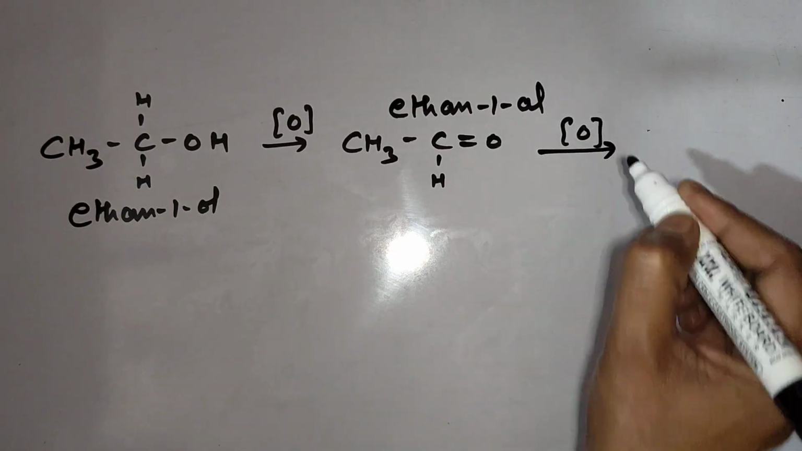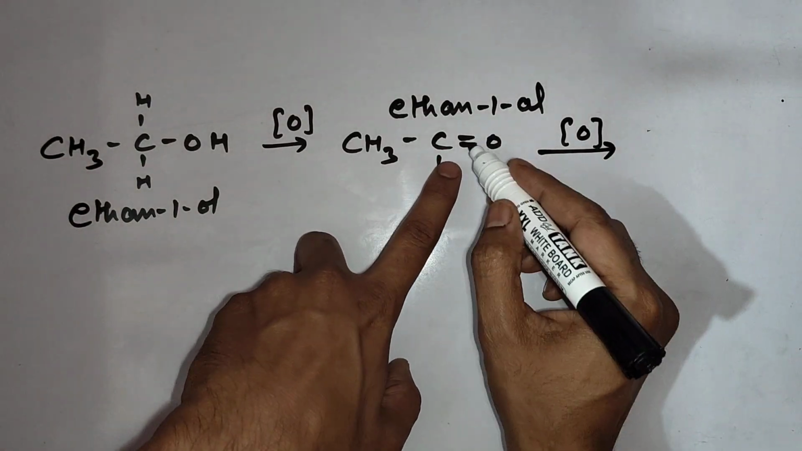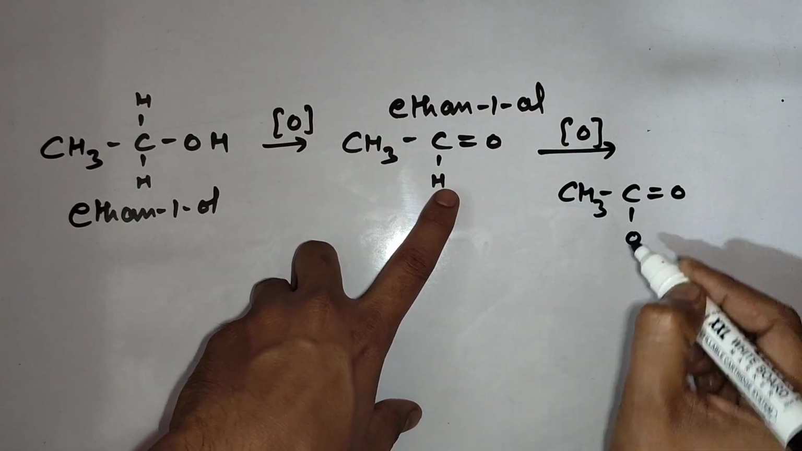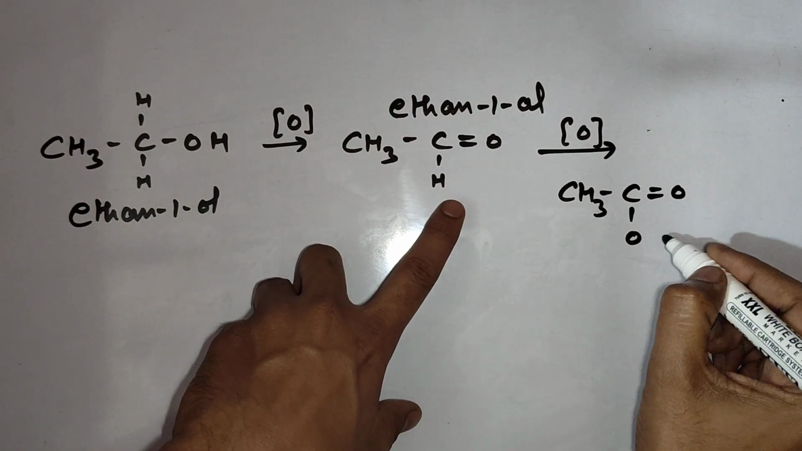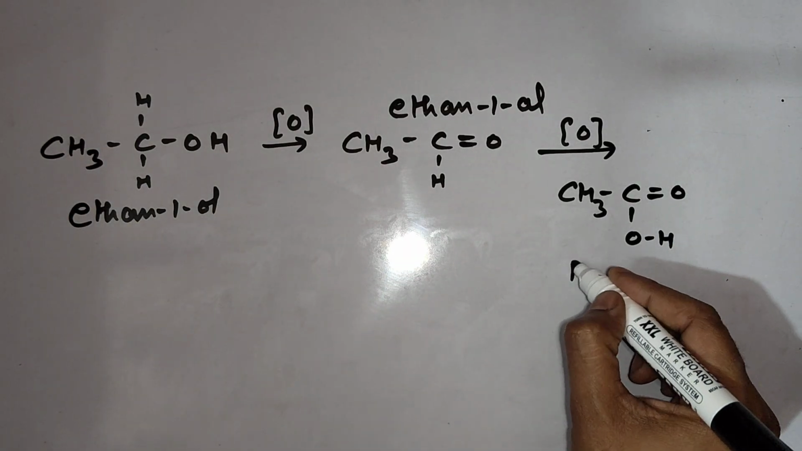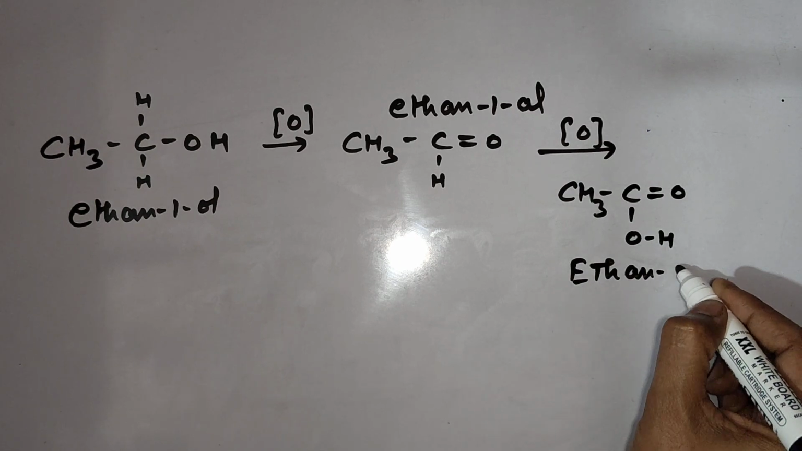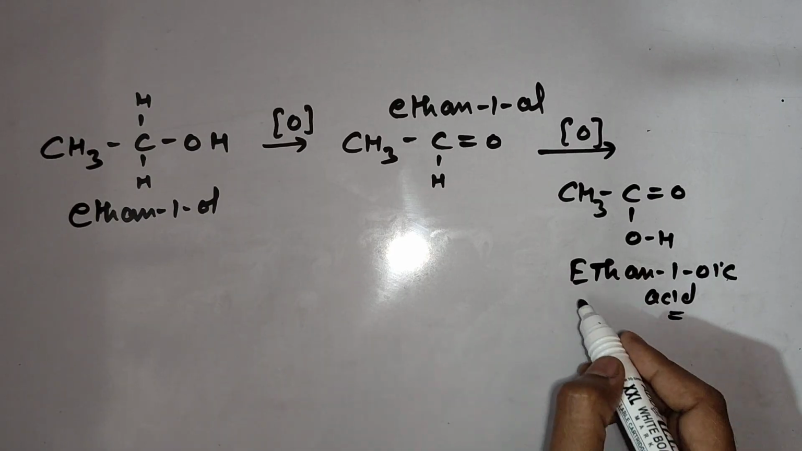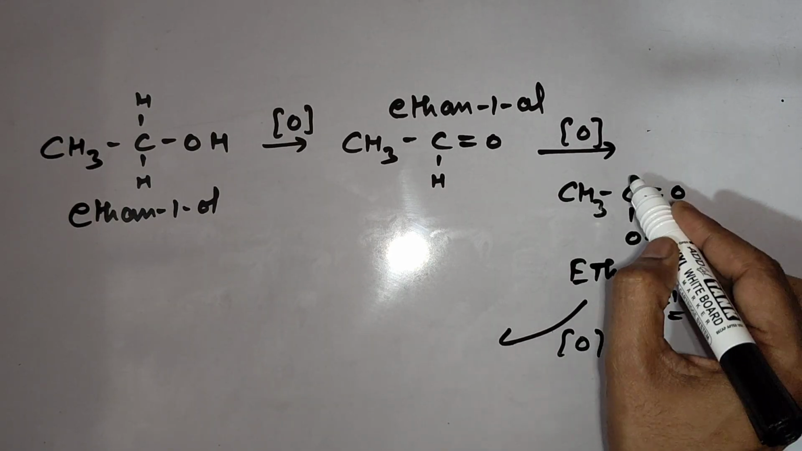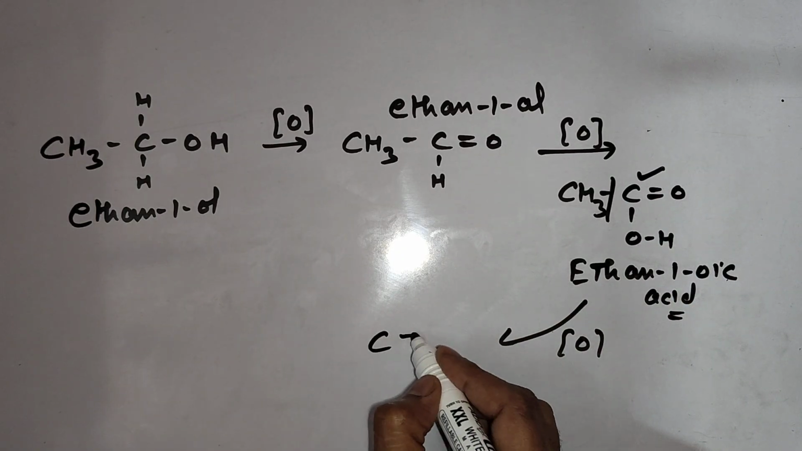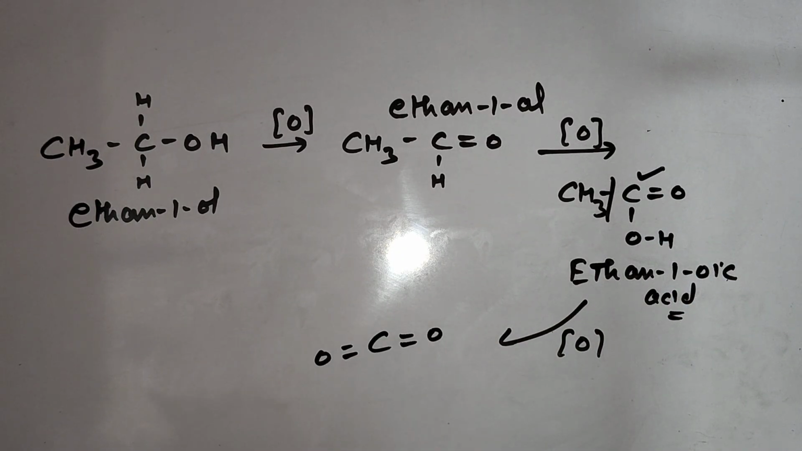If we oxidize it further, right now it has 2 bonds with oxygen. Next time this carbon will make 3 bonds with oxygen. So obviously we require a second oxygen, and the valency of this oxygen we will satisfy with hydrogen. So ethane 1-oic acid, a carboxylic acid, it is. And if we oxidize it further, this bond will break and this carbon will get its final oxidation, maximum oxidation up to carbon dioxide gas. So this is the pattern.